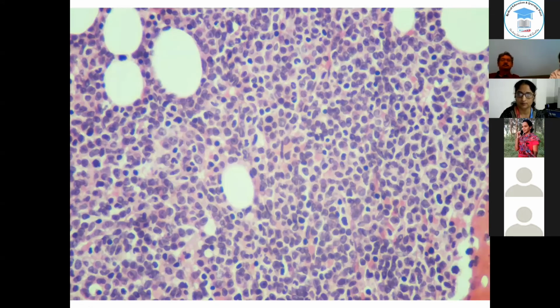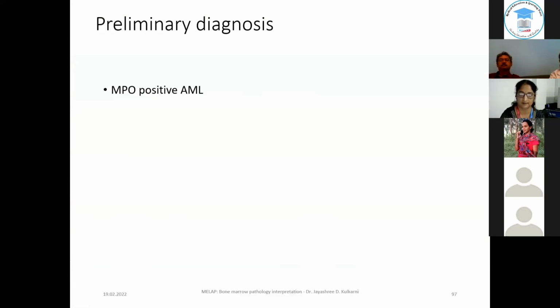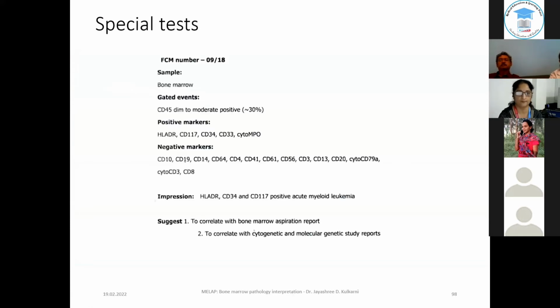The marrow hematopoietic tissue is completely replaced by these blasts, and these blasts show multiple prominent nucleoli, which we did not see in the ALL. So this was a case of MPO positive AML. Sometimes the morphology can be really deceiving. So you see buttock cells, you think of APML, but actually it is not APML.